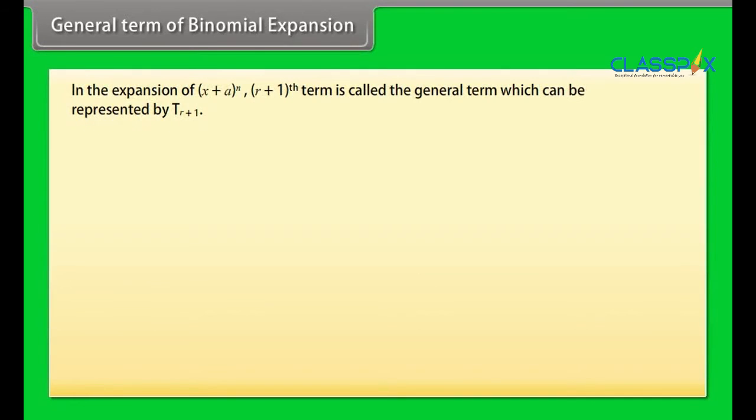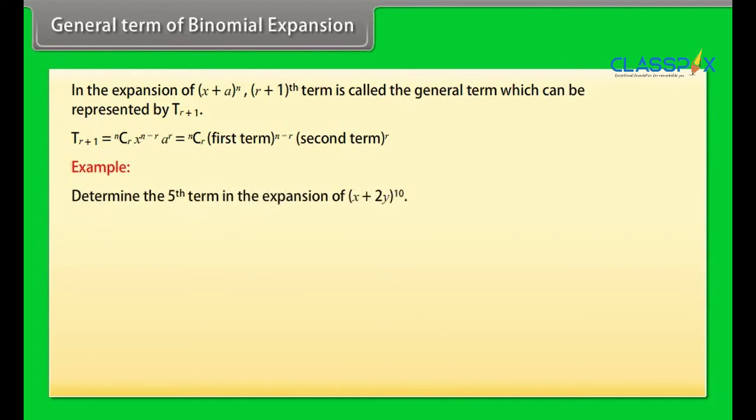General term of binomial expansion. In the expansion of (x + a)^n, the (r+1)th term is called the general term, which can be represented by T(r+1). T(r+1) = nCr x^(n-r) a^r = nCr (first term)^(n-r) (second term)^r.